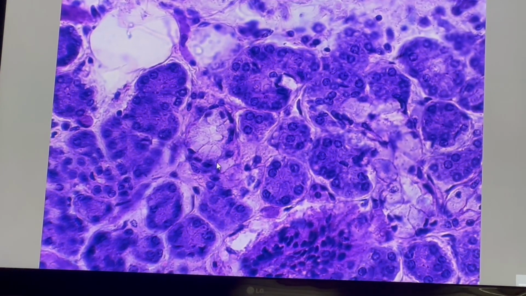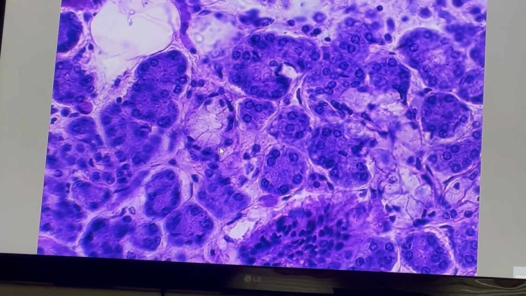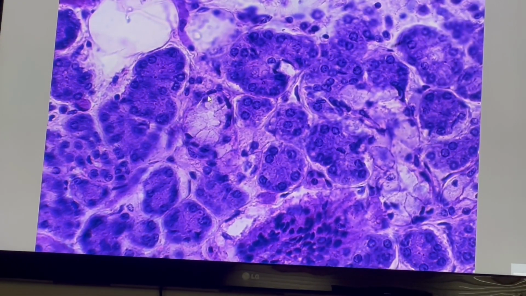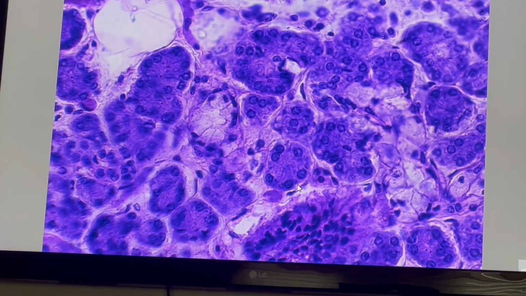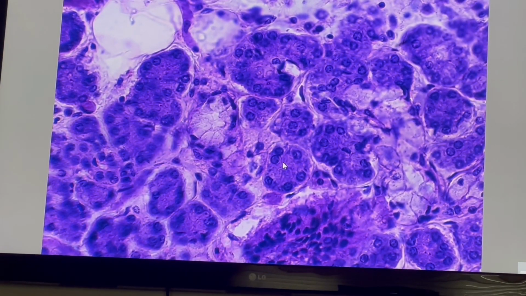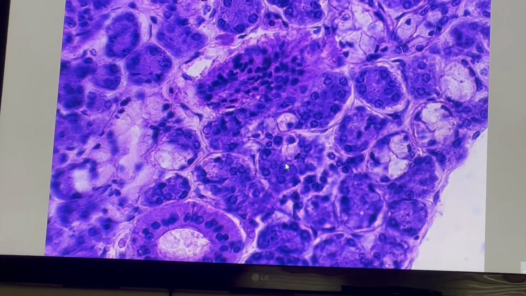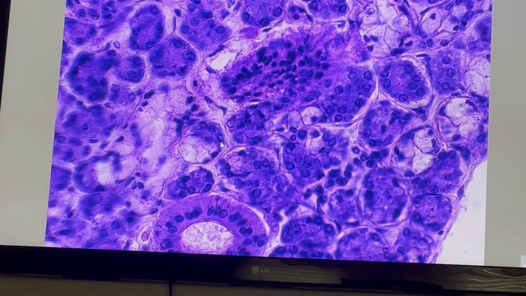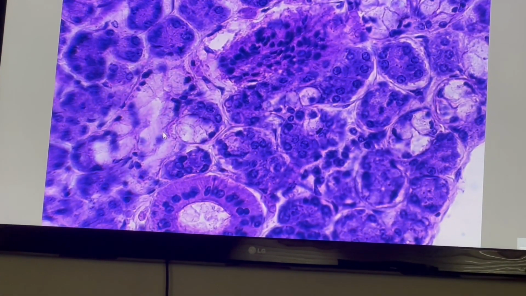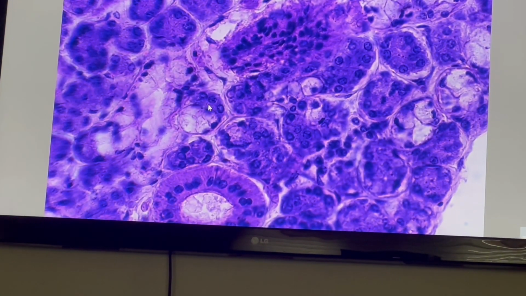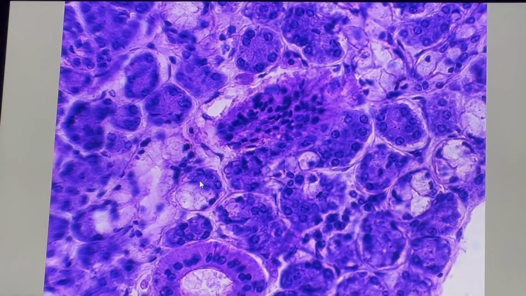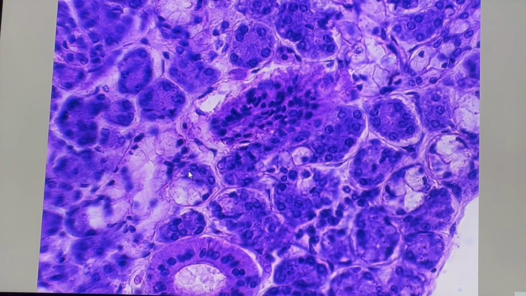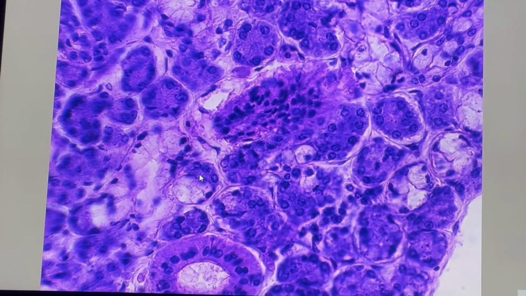Which type of secretory unit is this? Look at the nucleus, the base. Mucus or serous? Mucus. And this structure is serous. Crescent-shaped groups of serous cells on a mucus tubule. This is a serous demilune. This is mucus and this is serous.